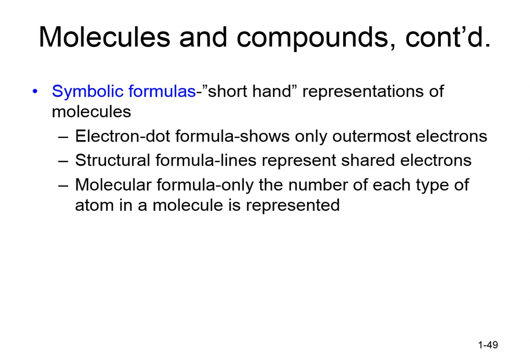But when presenting molecules, we use symbolic formulas. So what is a symbolic formula? Take note of this definition. A symbolic formula is just a shorthand representation of molecules. If I say carbon dioxide, that is the full name of the molecule. The symbolic formula is CO2. So this is a symbolic formula.